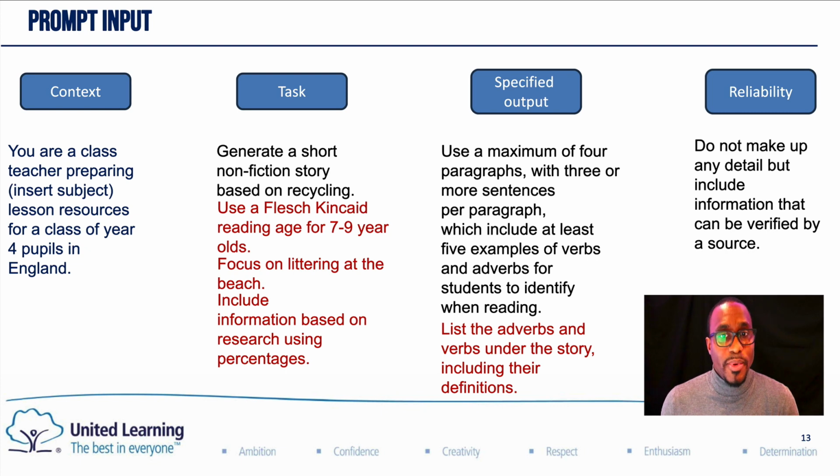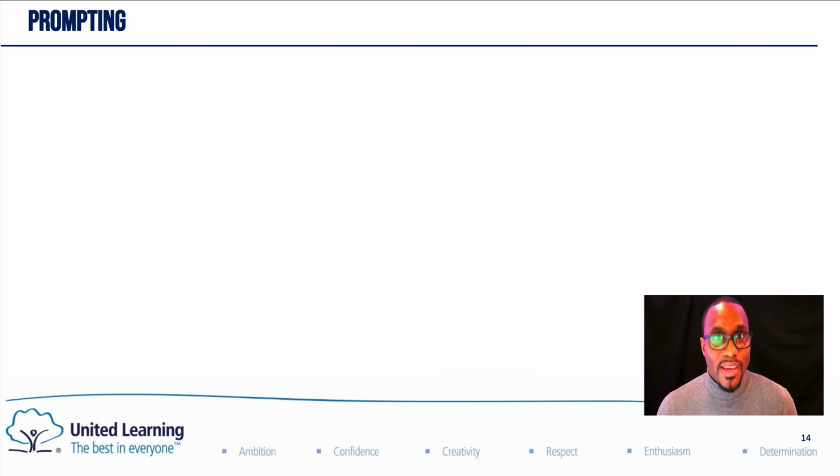So thinking about the context, the specific task, the specified output, and ensuring the reliability of the information that it's producing and that it's not just making up information on the spot. Another tip for the last section is to ask the AI to provide references underneath the text, which of course it can do, and it will provide links if you ask it to as well. So we are going to end this session here, and in the next session we'll be looking at generating content that doesn't exist in the form of images, etc.